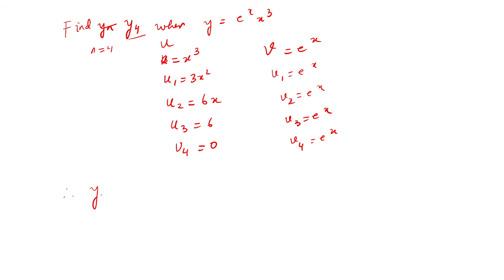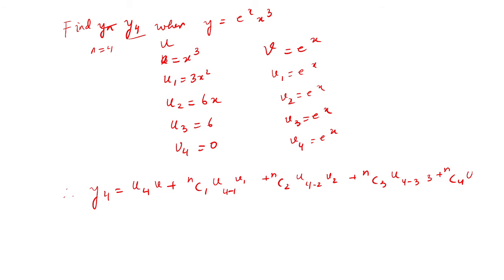Therefore finally you can write y4 is going to be equal to u4 v plus nC1 u of 4 minus 1, because the formula is n minus 1, so I'm just replacing n directly with 4, v1 plus nC2 u of 4 minus 2 v2 plus nC3 u of 4 minus 3 v3 plus nC4 u of 4 minus 4 v4.